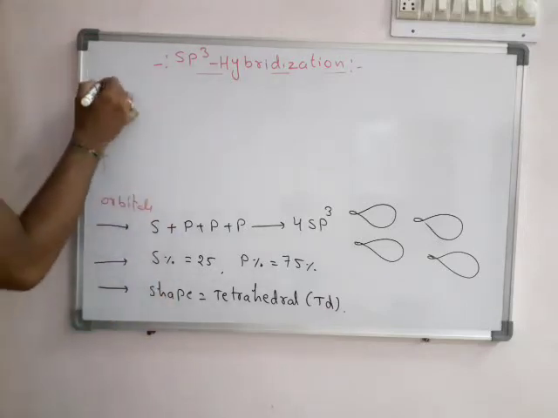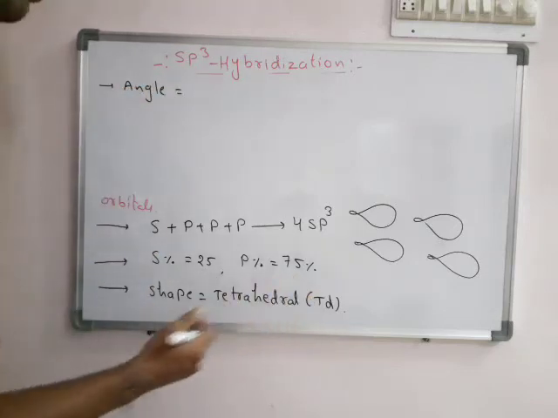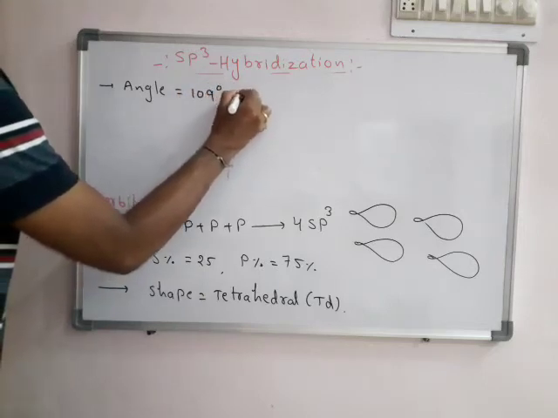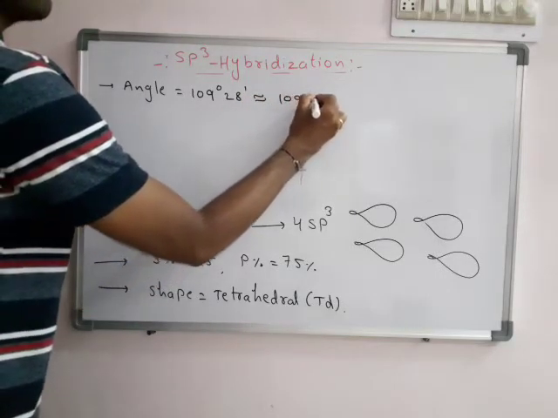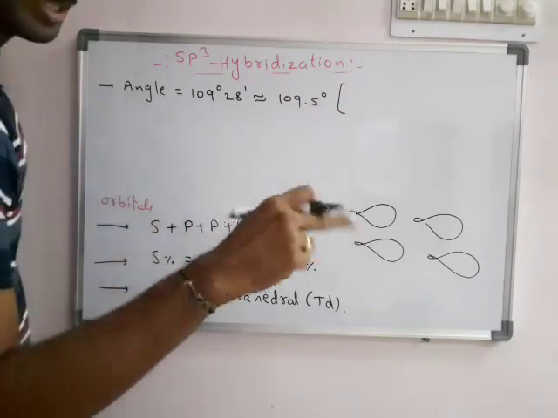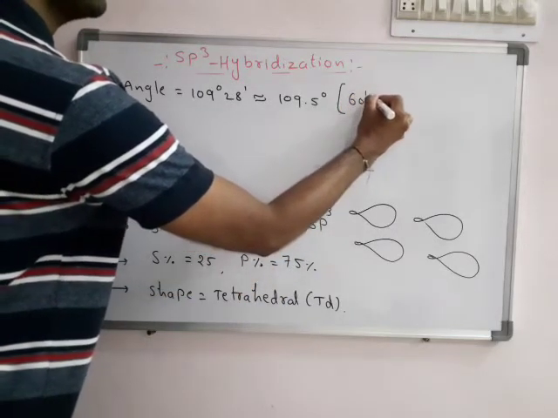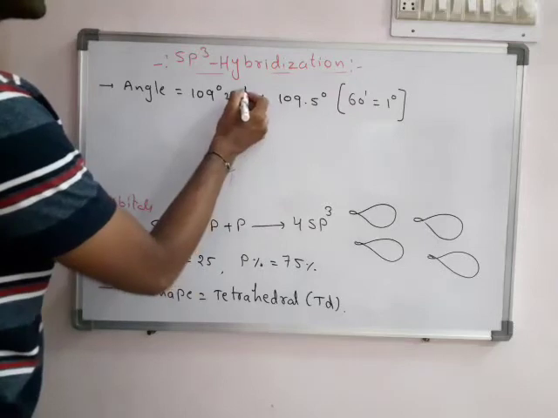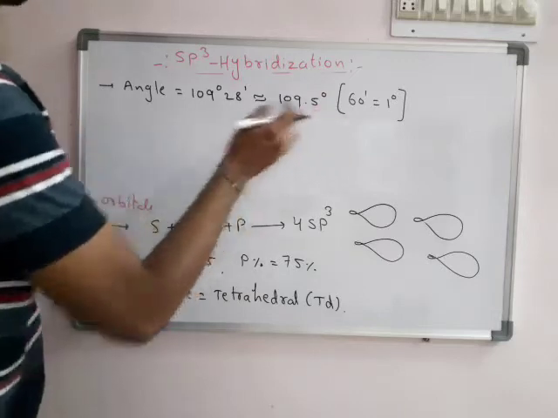Next, in the shape, what is the angle between the adjacent hybrid orbitals? What is the bond angle? 109 degrees 28 minutes. Approximately it can be written as 109.5 degrees. Actually, here the total is 60, just like a clock. 60 minutes is treated as 1 degree. This is called minutes. So 28 minutes means approximately 30 minutes, and 30 minutes means also 0.5 degree.